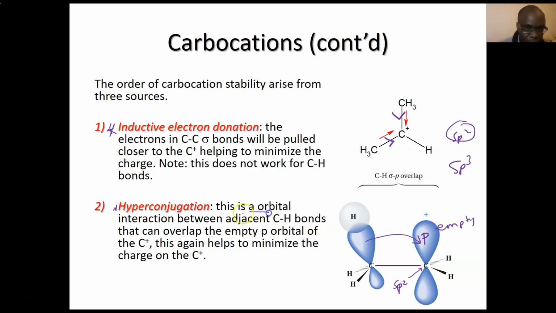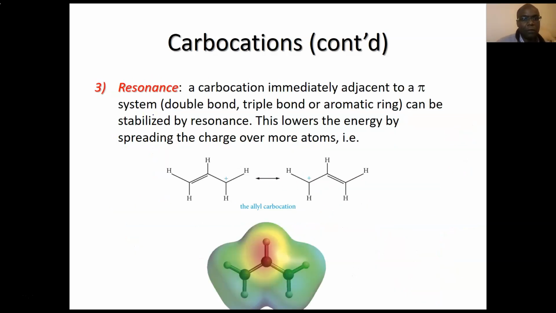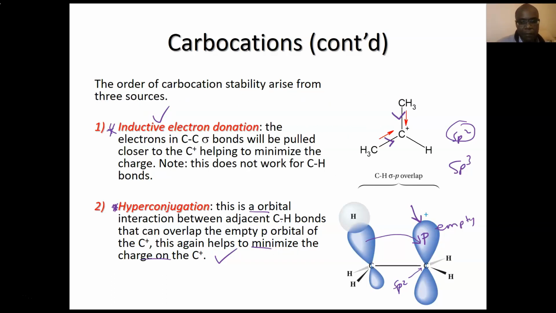It's called an orbital interaction between the adjacent CH bond that can overlap with the empty p orbital in the C+, which is this one, which minimizes the charge on the C+. So that's called hyperconjugation. So this one is a more fancy way of explaining the stability of the carbocation, but this is the most obvious one. But the 2 of them play a role in stabilizing the carbocation.